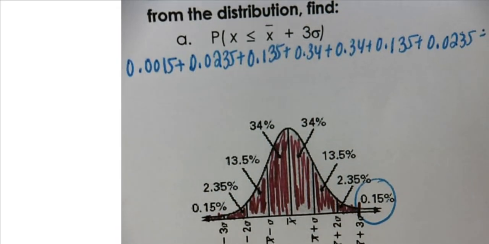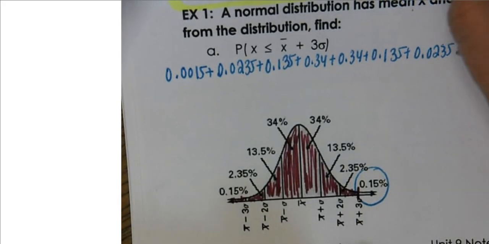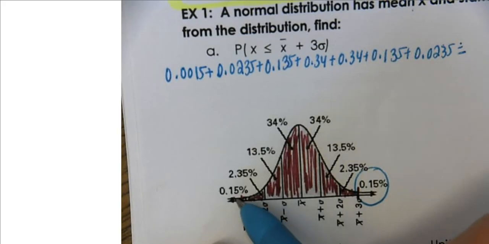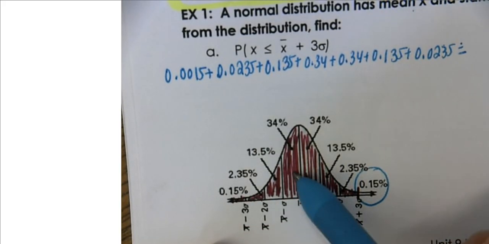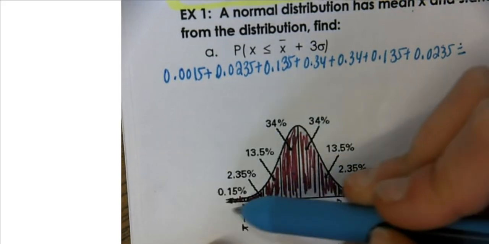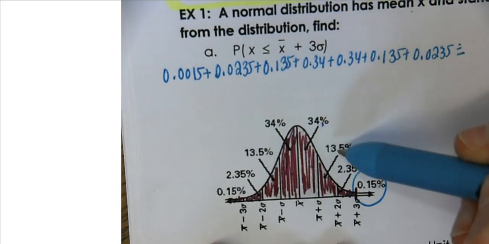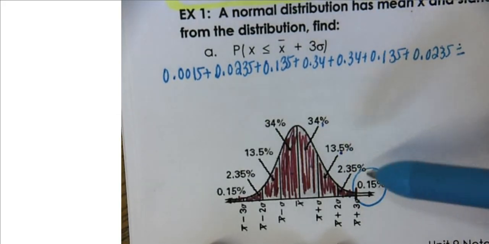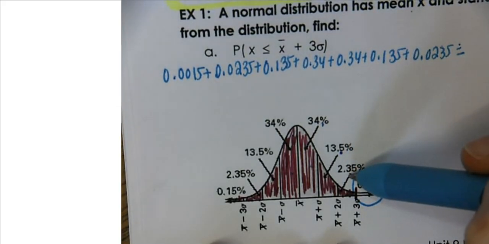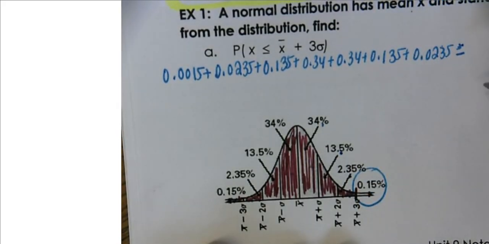So I've added all of the parts that I want together. And I just went right down the line. This little piece plus this little piece plus this one plus this one plus this one plus this one plus this one. And if you wanted to, you could have said like all of this should add to 50% plus 0.34 plus 0.135 plus 0.0235. And when you add all of those numbers together, you're going to end up with 0.